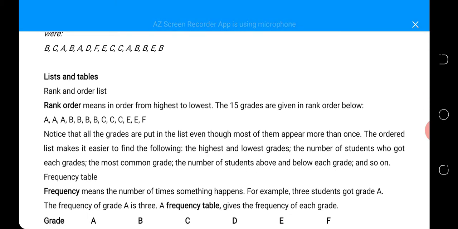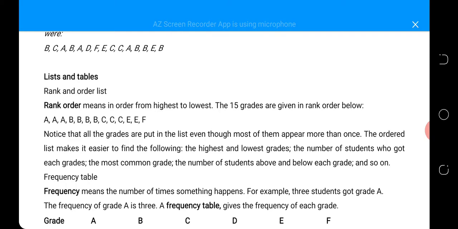The ordered list makes it easier to find the following. 1. The highest and lowest grades can be quickly noticed. 2. The number of students who got each grade can be seen. And 3. The most common grade, the number of students above or below the average grade, and so on can be quickly seen from the arrangement.